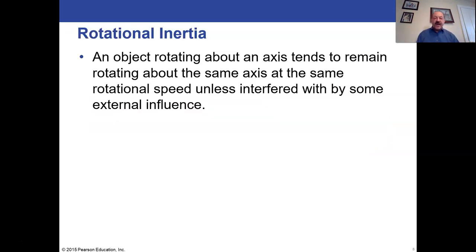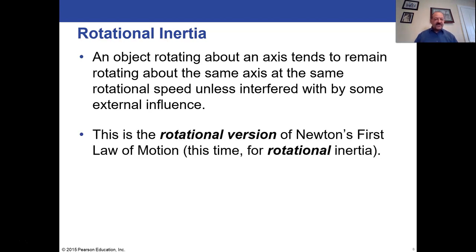All right, so an object rotating about an axis, okay, spinning around the center, tends to remain rotating about the same axis at the same rotational speed unless interfered with by some external influence. Okay, what does this mean? It means if you spin something and you don't interfere with it, it'll keep going at the same speed. That's all it means. And this is exactly the rotational version of Newton's first law of motion. This is for rotational inertia. If the object is already moving, it's not going to change how it moves unless you give it a force to change how it moves.